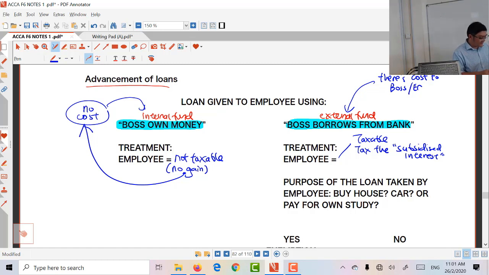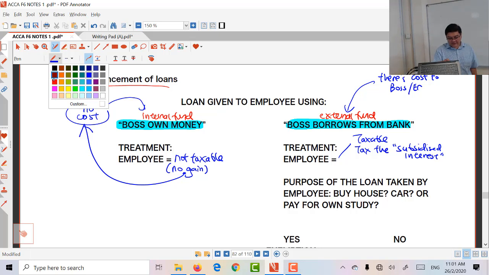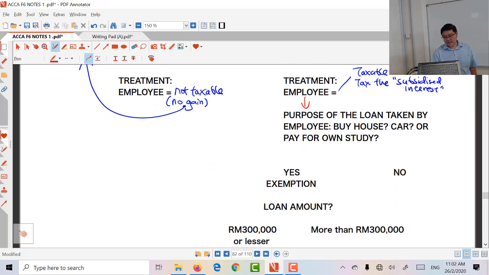Okay, we will tax the subsidized interest. Now, come to what subsidized interest later. But before we talk about taxing the subsidized interest, we're going to see what is the purpose of the employee taking the loan. Why do you borrow this money from the company or from your boss?